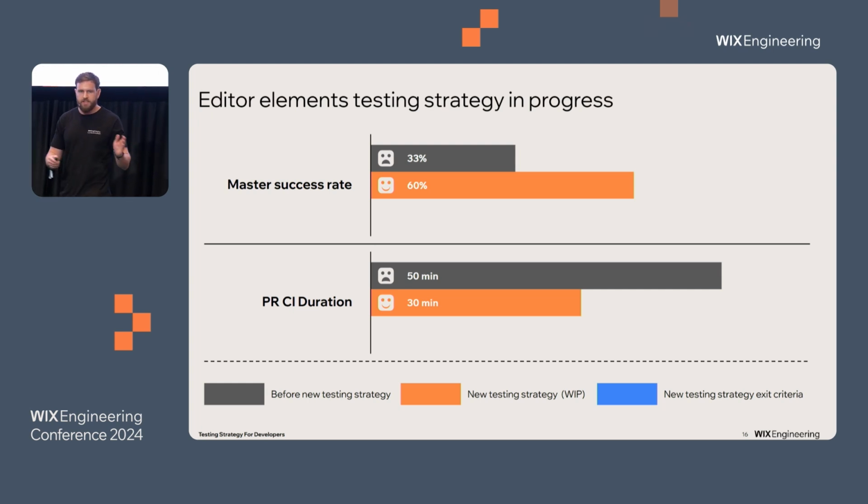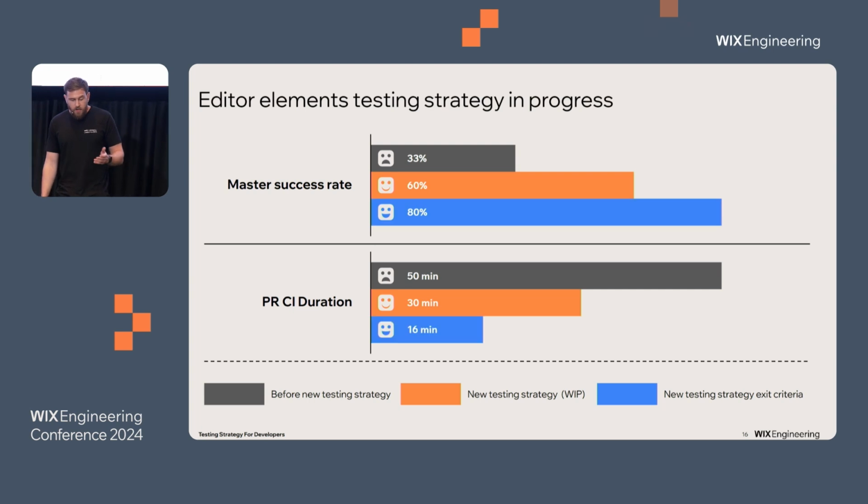So now our master success rate is 60% and only 30 minutes CI duration. So we know that we are on the right track, but we're still not where we want to be. So we set an exit criteria based on the data we already gathered, and we know that soon we will get to a point where we have 80% success in master, and CI duration will be decreased to 60 minutes. Now, it doesn't mean it's perfect, but it means that we can stop proactively working on the testing strategy, and we just need to maintain it and keep working in this direction.